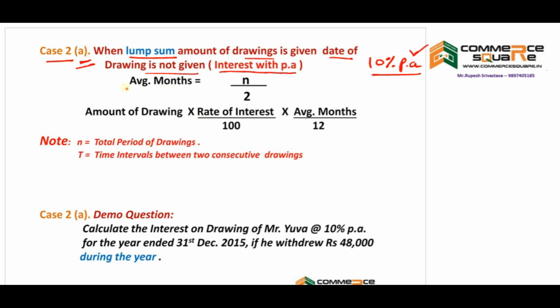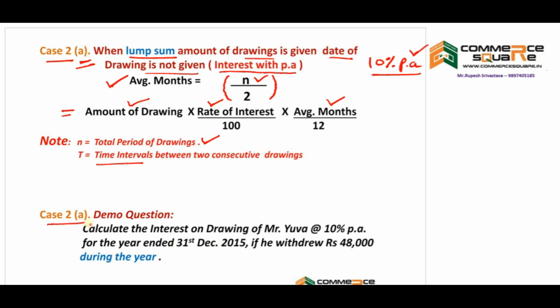The formula we are going to use in this case is average month equal to N by 2. N stands for the total period of drawings, as I referred to in the previous video, case number 1. T stands for the time interval between two consecutive drawings. T will not be utilized over here because the formula is N by 2. For calculating the interest on drawings, we need the amount of drawings, the rate of interest and the average month. So let's see the demo question here.